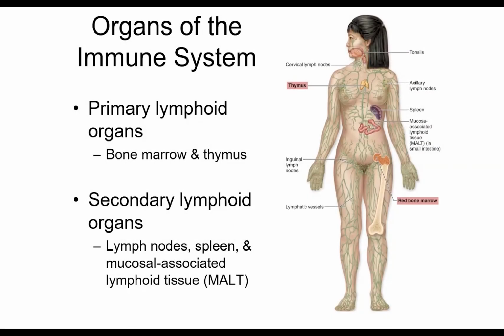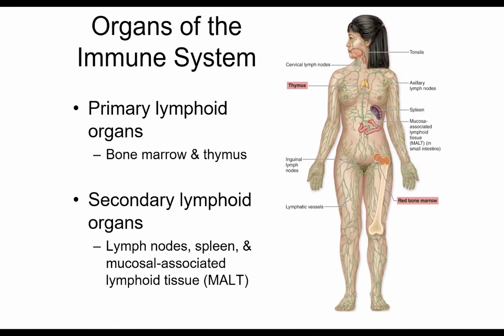Now, before we start talking about mechanisms of the immune system, let's take a look at the organs that comprise the immune system. So in humans, prenatally, hematopoiesis, or the formation of blood cells, occurs in the yolk sac, then in the liver, and then lastly in the bone marrow. And it's in the bone marrow where hematopoiesis in adults occurs.